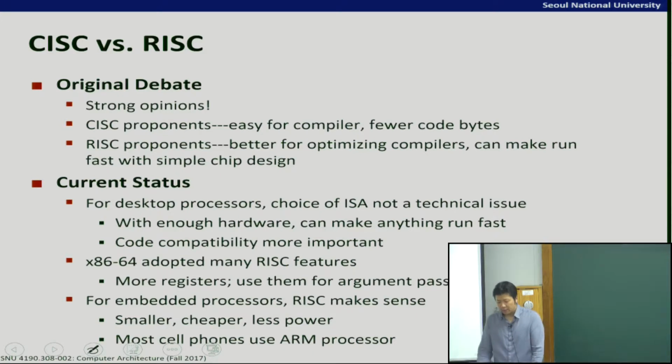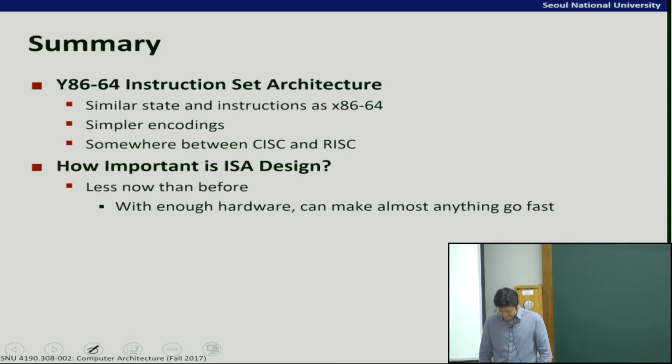But for embedded systems, RISC actually makes more sense because there is less overhead. Instructions are very simple, and hardware is very simple, so it's very cost effective and consumes less power. That's the reason why most cell phones use ARM processors, which is RISC, but x86 is doing very poorly in the mobile and embedded domain. Okay. All right. So I think this is pretty much it for this part. Any questions about the y86-64 ISA?